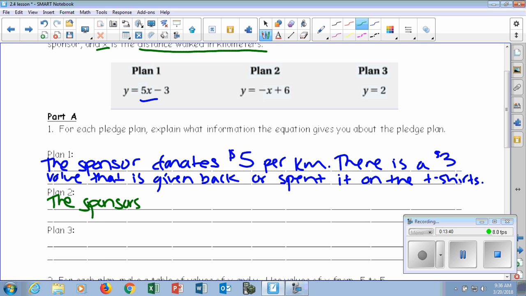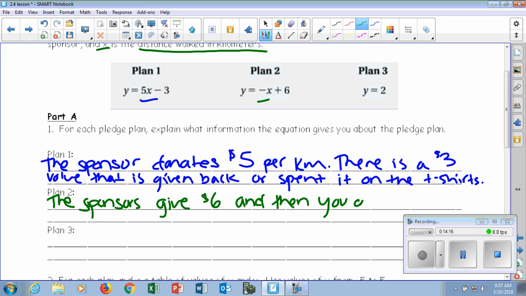Before we had a minus 3, which meant we were giving back $3. What's it mean when there's a plus 6? We're getting $6. We're receiving $6. So the sponsors give $6. And then what did you say about giving back? About our negative x? What's that really mean? Negative 1. So maybe we're giving back $1, because our numbers are in dollars. So the sponsors give us $6.